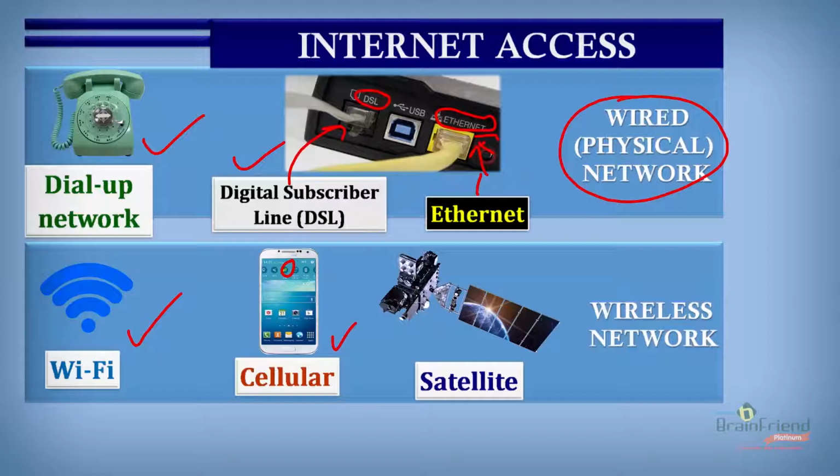And finally, we have the satellite technology. This works from the orbit, from space. So we have internet access through the satellite, which is in space. So all of these, Wi-Fi, cellular network, and satellite network, are wireless ways of connecting to the internet.